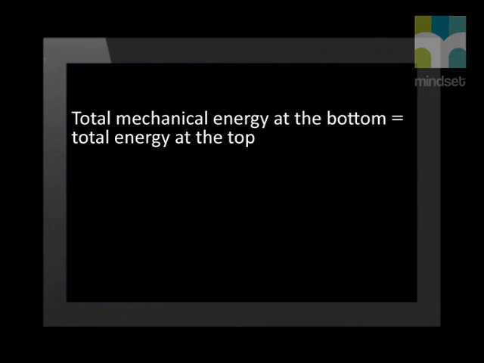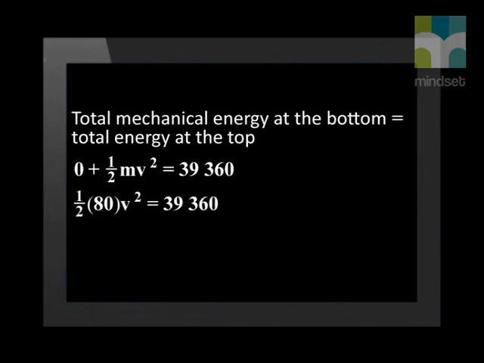Since no energy was lost due to friction, we know that the mechanical energy of the system is conserved. So the total mechanical energy at the bottom is equal to the total mechanical energy at the top. And the gravitational potential energy plus the kinetic energy at the bottom is equal to 39,360 joule. And at the bottom of the hill, the gravitational potential energy is 0, since the height above the reference point is 0. We substitute the values into the equation and calculate the answer. The velocity at the bottom of the hill is 31,37 meters per second, which is pretty fast.